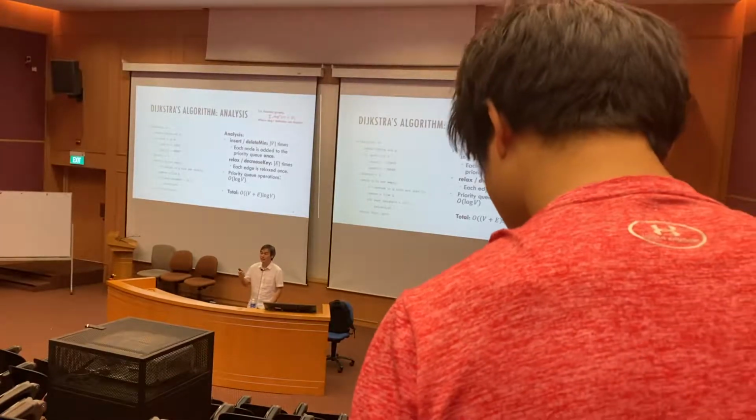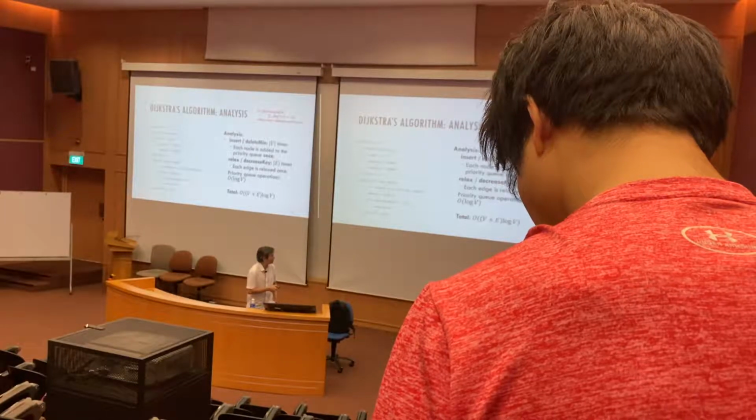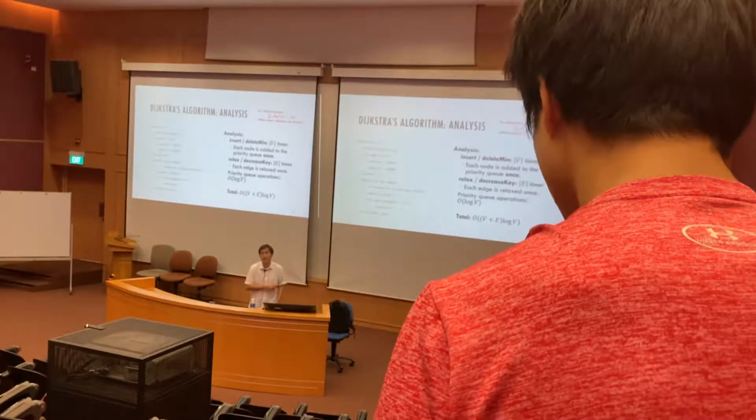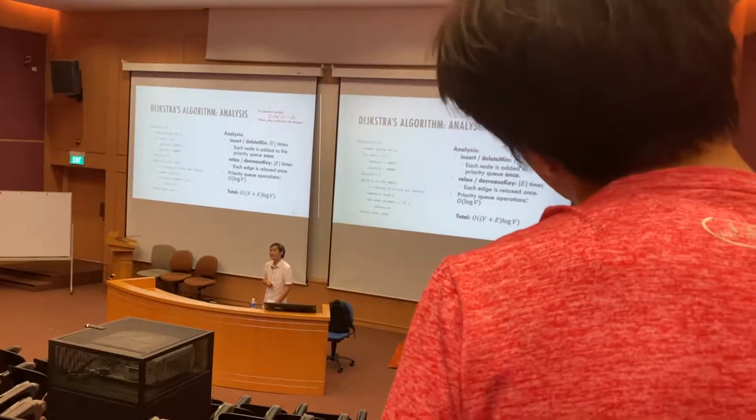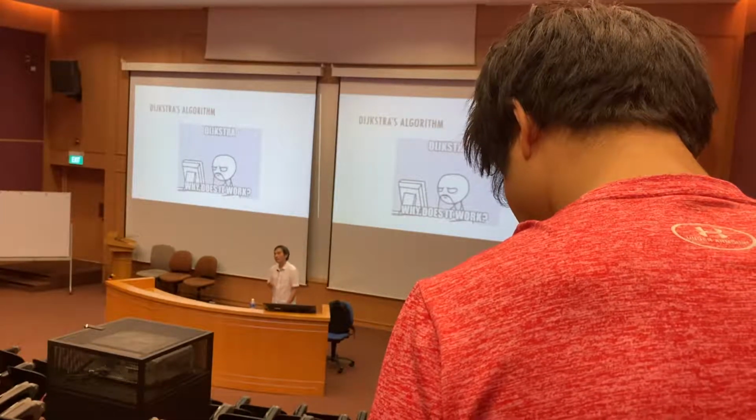Each iteration you relax E edges, and you run from B minus 1 iteration to BE. This is much faster. It's V log B plus E log B. So the question is this: why does it work?